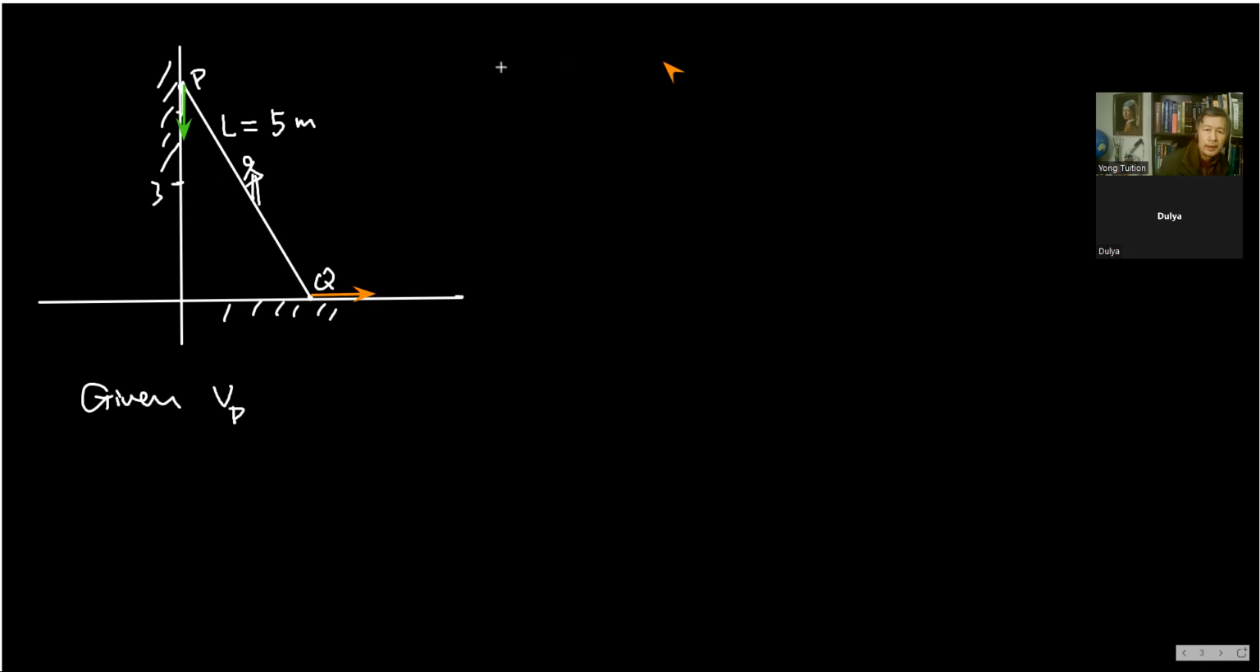So if the rate is at height 3, right, and that rate is 1.5 meters per second, what is the velocity of this point Q at this particular moment? Yes, do you want to try? This is a similar question.